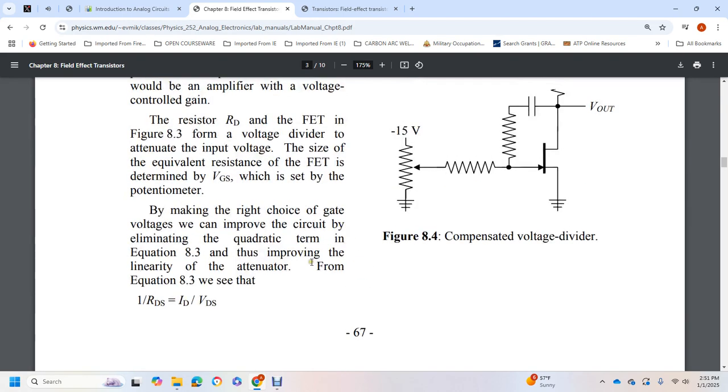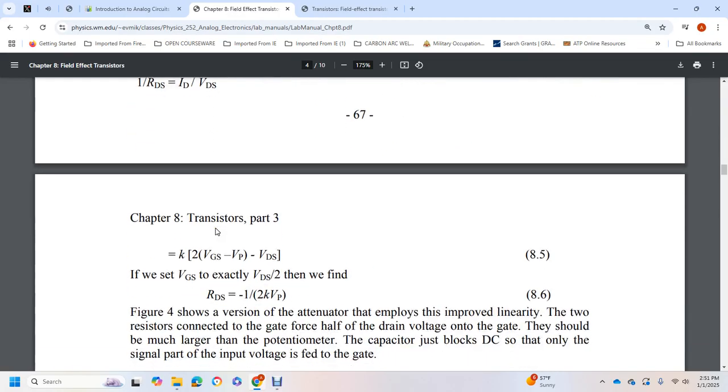By making the drain resistor the field effect transistor and resistor R3 form a voltage divider, the attenuation is determined by the equivalent resistance of the field effect transistor, which is set by the gate-source voltage, set by the potentiometer. With the right choice of gate voltage, you can use a trick to eliminate the quadratic term in equation 8.3 and improve the linearity of the attenuator. From equation 8.3, as we see, 1 over the resistance of the drain-source is equal to the drain current over the drain-source voltage.